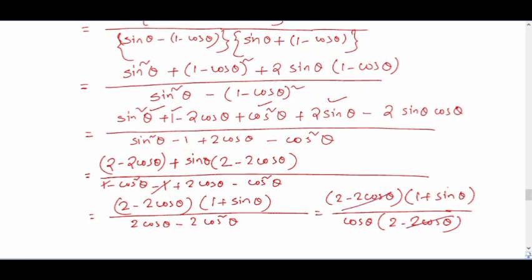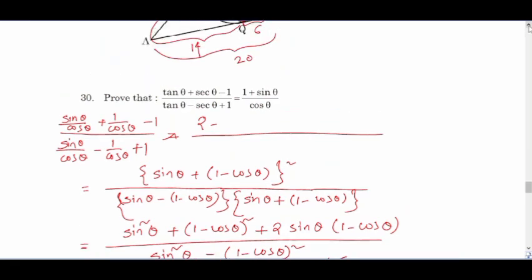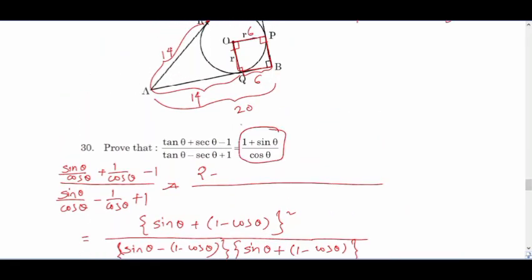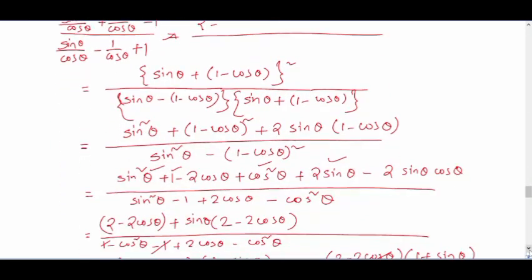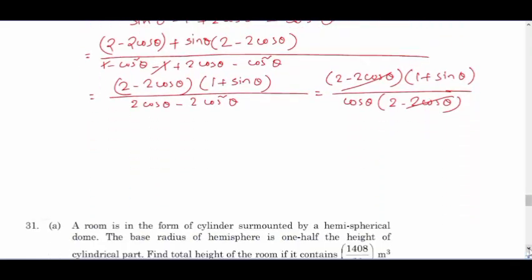So the question had given 1 plus sin theta by cos theta. Very, very simple question. Just a little manipulation and it is done.